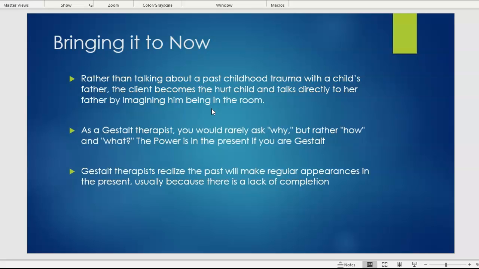One of the main contributions of Gestalt is the emphasis on bringing it into the present moment. Focusing on the future, they think, is a way to avoid the present. It's the power of the present. What is happening now? And I can tell you, I love this. I do a lot of the past, right? I mean, EMDR therapists, but bringing it into the right now is so powerful. Not why, but how and what. Power is in the present. But Gestalt therapists do realize the past will make an appearance in the present, which is EMDR, because there's a lack of completion. So we're going to bring it into the now.